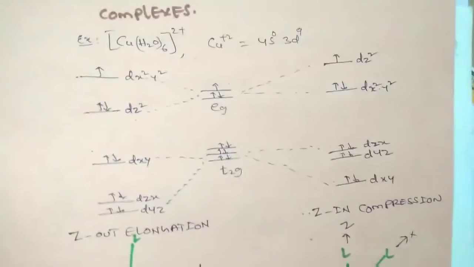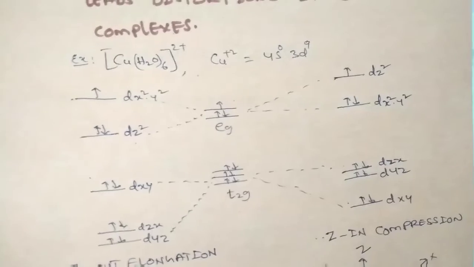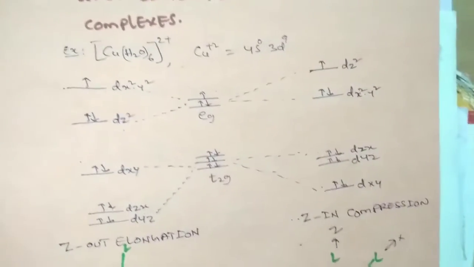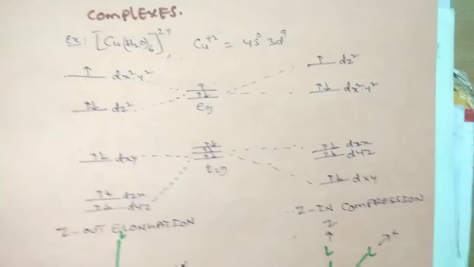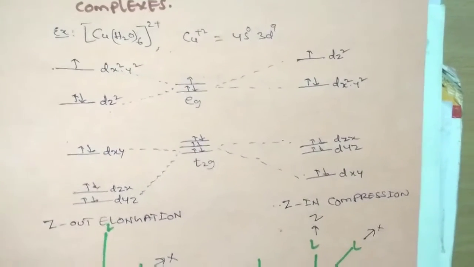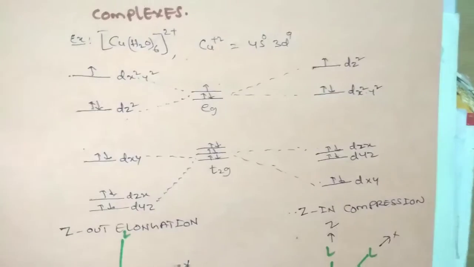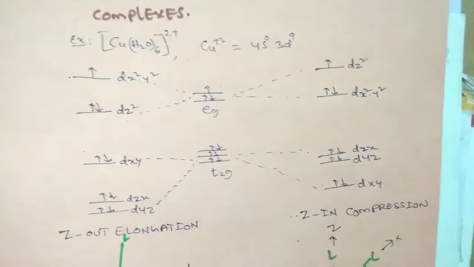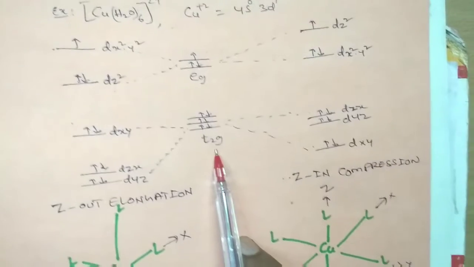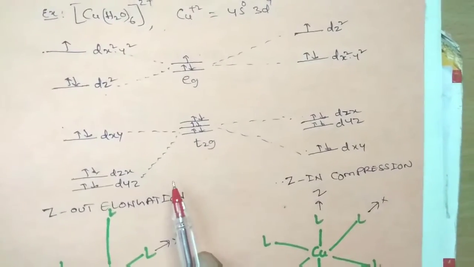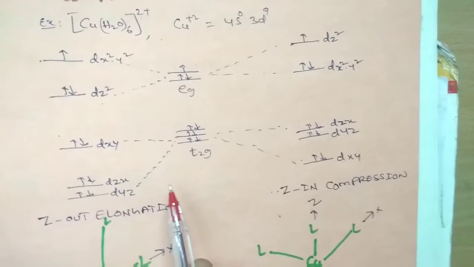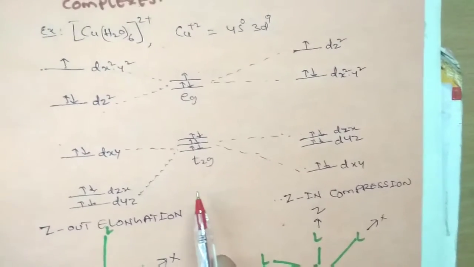When they experience more repulsions, what would happen? The bond lengths along the z axis will be stretched. The bond length between metal and ligands will be stretched a lot. When the bond length is stretched, repulsions will be reduced. Then the energy of dz2 will be reduced. Here also the same thing will happen. Since ligands are approaching along the z axis, repulsions are more, so the metal-ligand bond length will be stretched more.